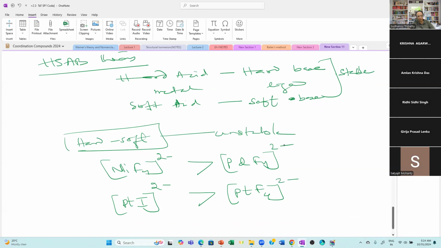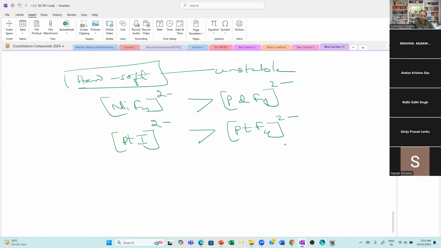This is a soft metal ion, this is a hard ligand, so it is less stable. This is hard, this is hard; this is soft, this is soft, so it forms a stable complex, it is PtI4, it is PtF4. But this is soft, this is hard, so such a combination produces a less stable or unstable complex.